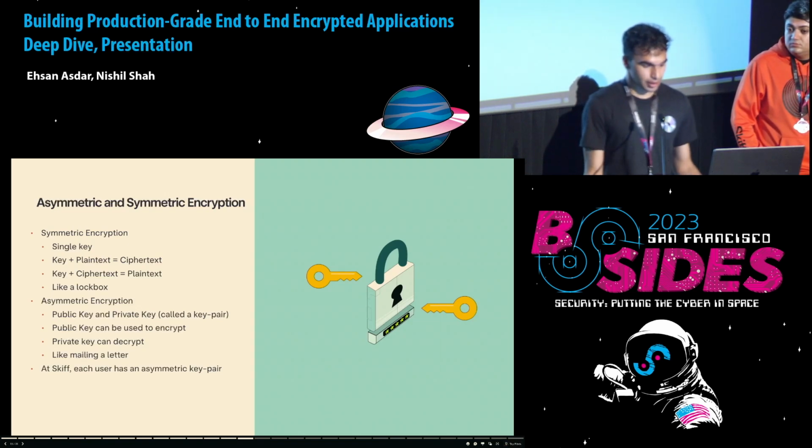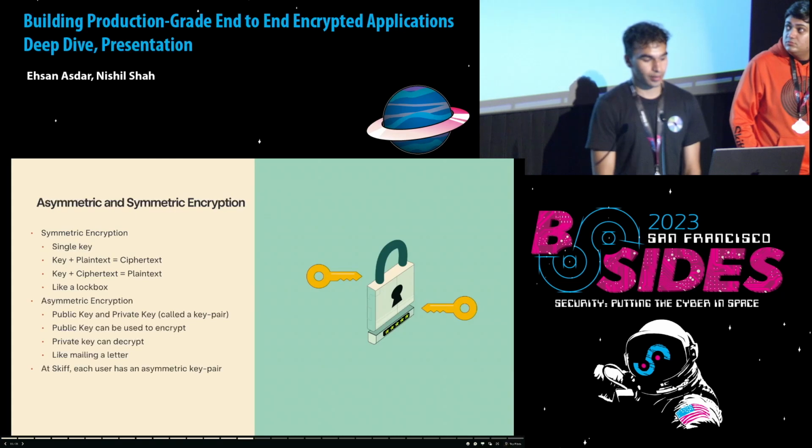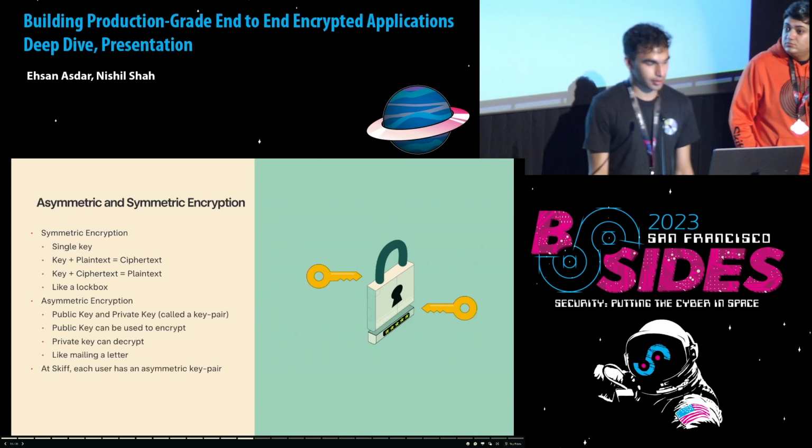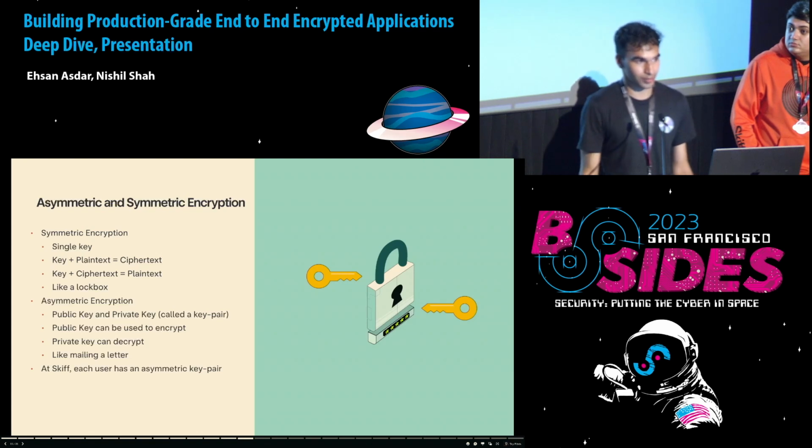Like imagine I was sending a package to Nishil and I didn't want it to be intercepted by anyone in between. I could put a lockbox in this package, right? And lock it with a combination lock, send that package to Nishil. And if I've told Nishil the combination before, like maybe I texted it to him, he can use that same combination to open the lockbox and retrieve what was inside.